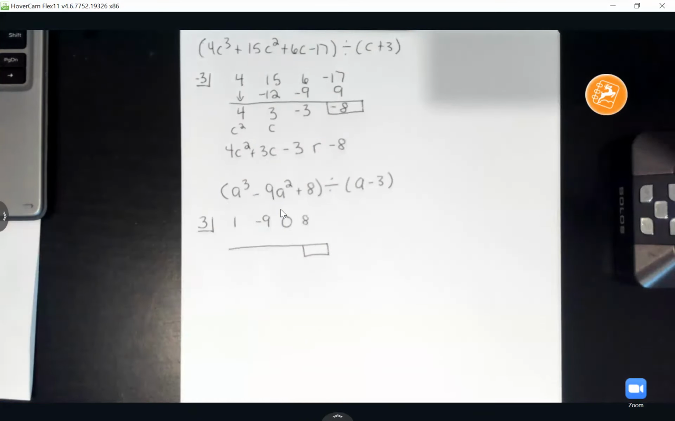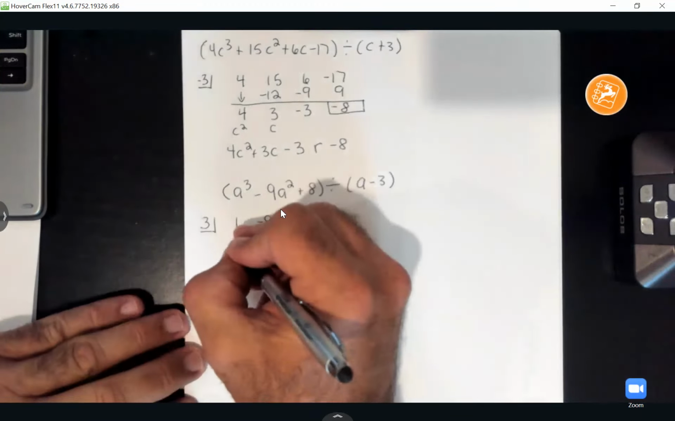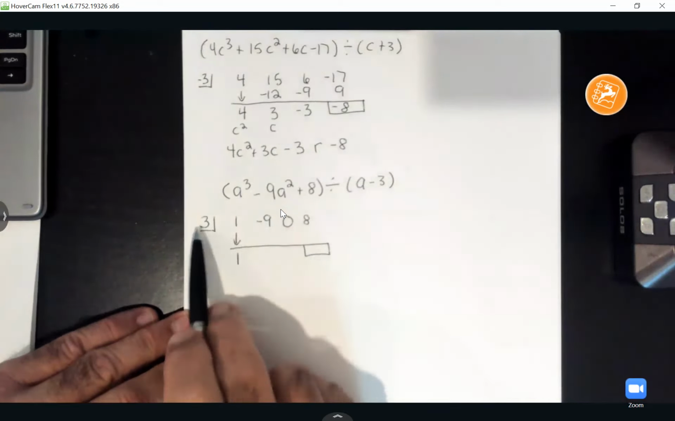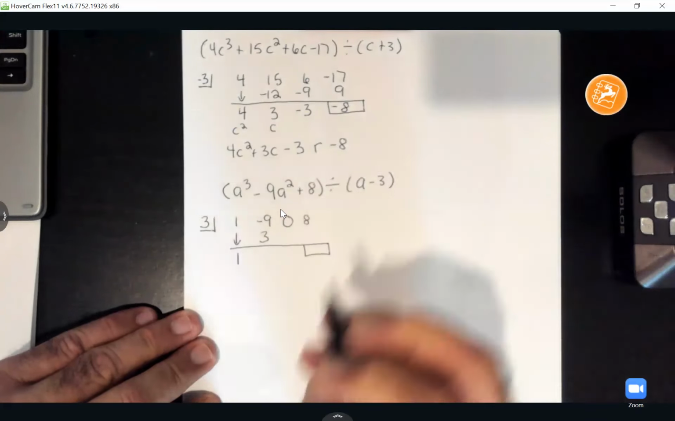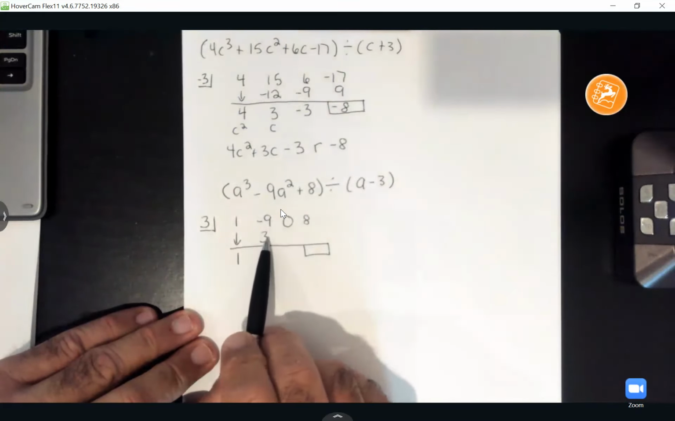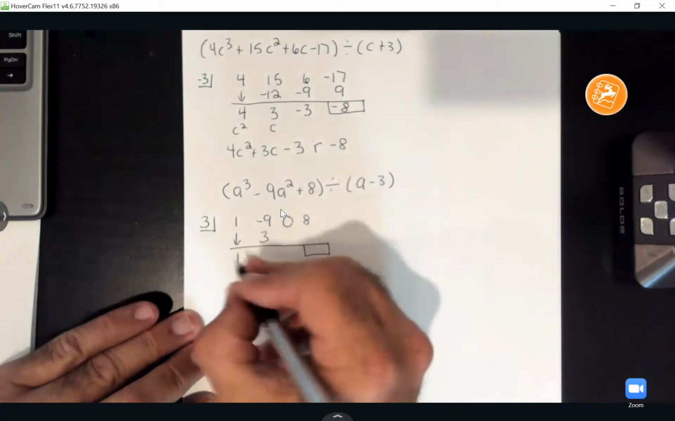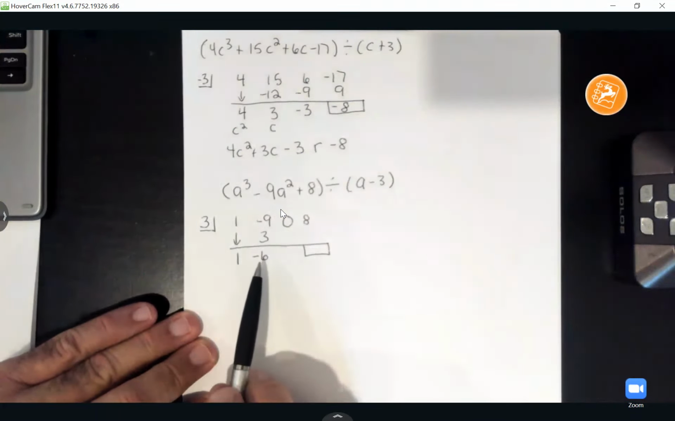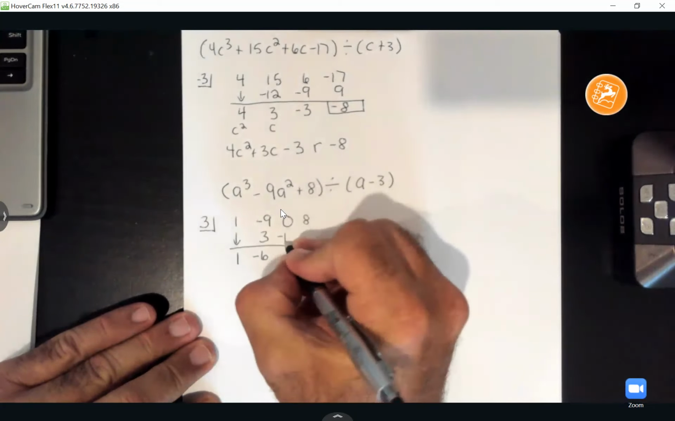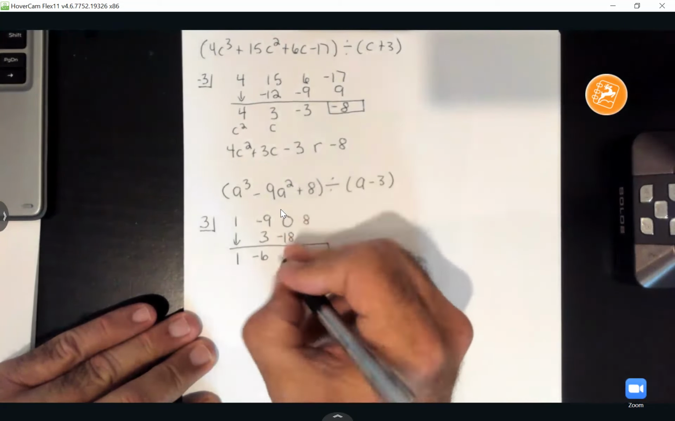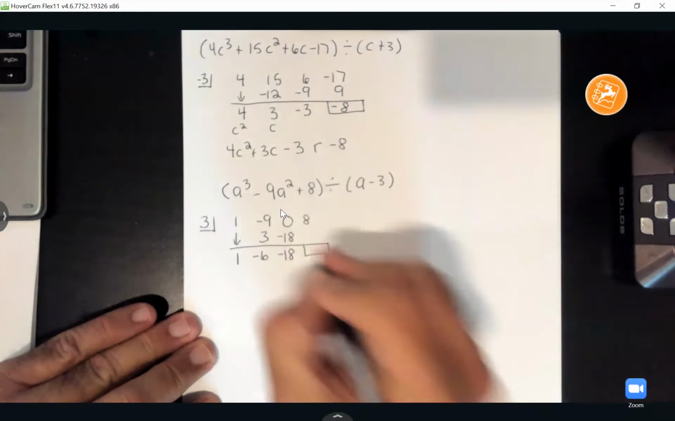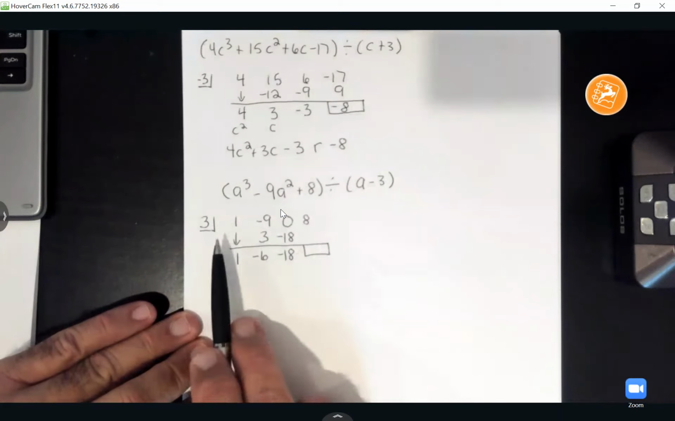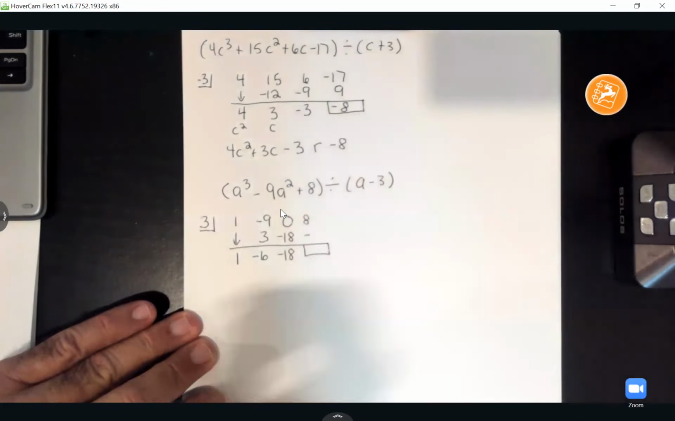All righty, y'all. So you're going to bring that 1 straight down again. All right, let's see. 1 times 3 is 3. Negative 9 and 3 is what? A negative 6. All right, negative 6 times 3 is negative 18. Plus 0 is a negative 18. All right, let's think about this. Negative 18 times 3 is a negative something.